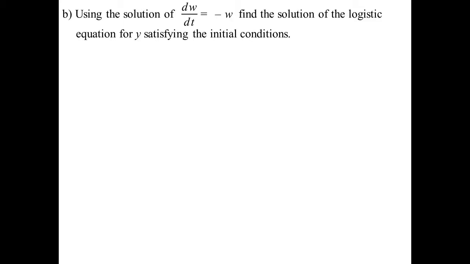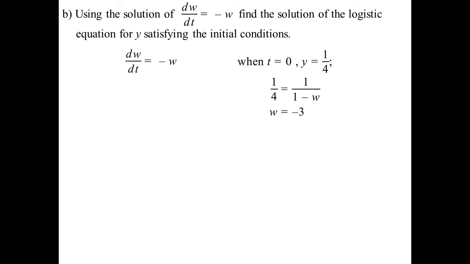So using that solution, find the solution of the logistic equation for y that satisfies the initial conditions. Remember, the initial condition was when t equals 0, y was 1/4 of the island's carrying capacity. Well, I want to know what w is at that point. So for 1/4, remember, y is 1 on 1 minus w, so w would be negative 3. That'll be the initial condition for w.